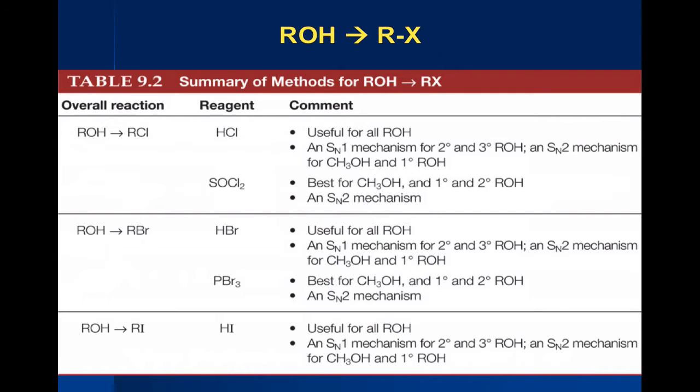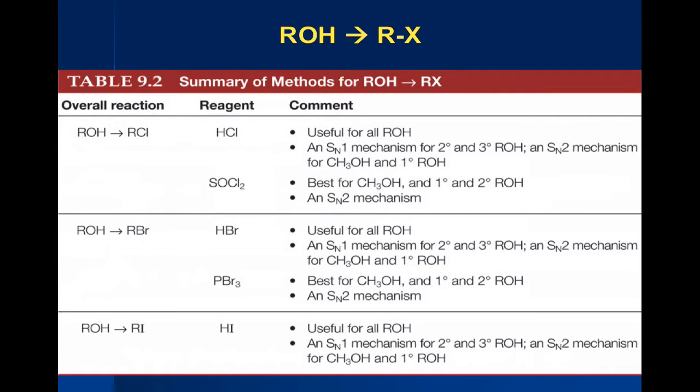We can also convert alcohols into alkyl iodides if you use HI. Practically, though, most organic chemists don't do this because HI is very expensive. It's a lot more expensive than buying HBr or HCl or even thionyl chloride. So usually we try to get away with making alkyl chlorides or alkyl bromides. But if you need to make an alkyl iodide, you can use HI, bite the bullet, pay the price for it, and you can get the product that you need there as well.